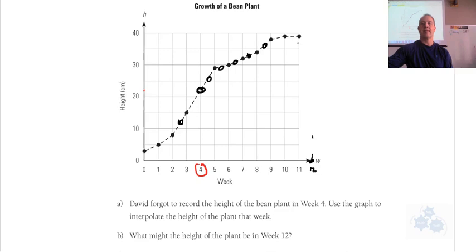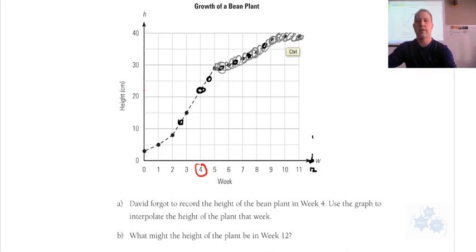Now, what's the pattern leading up to week 12? Well, it looks like we've had some steady growth here, but what's happened these last 2 weeks? Yeah, it's kind of leveled off. So the plant seems to maybe have reached close to its maximum height. So if we're looking at week 12, we're probably not going to say it's going to go up here. The data doesn't seem to indicate that. As well, you're probably not going to go down here for week 12. No, you're probably going to just continue on with the pattern.